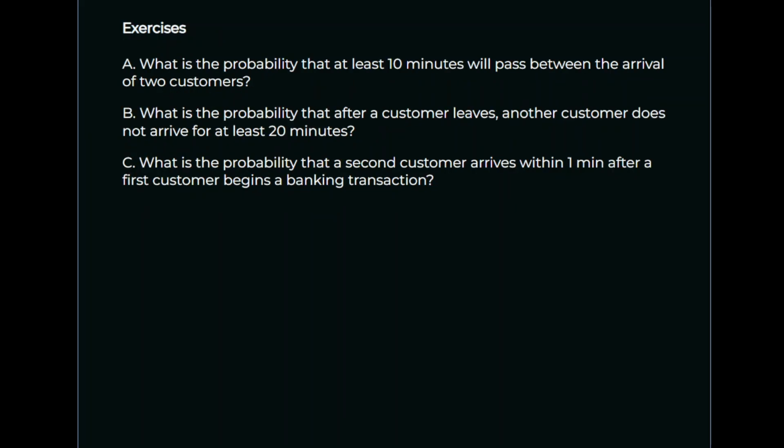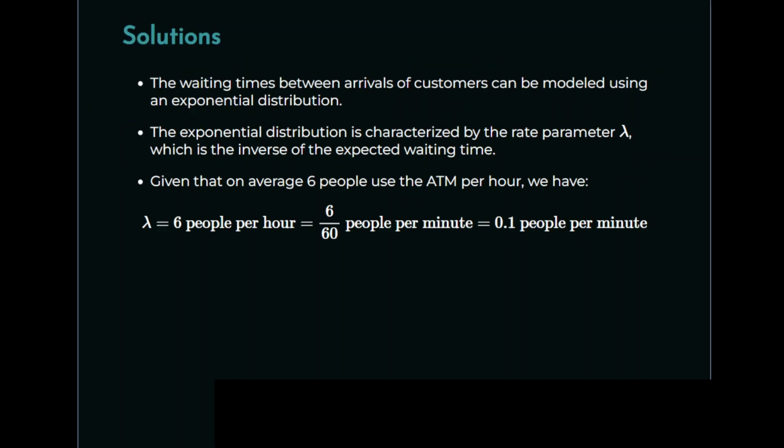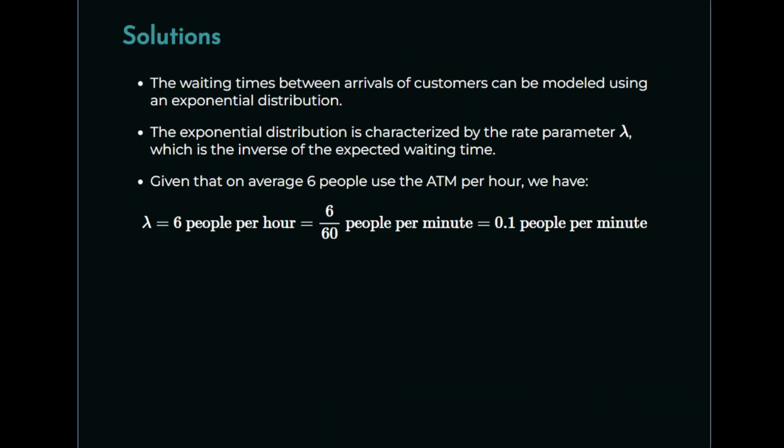So here are our questions. What is the probability that at least 10 minutes will pass between the arrival of two customers? What is the probability that after a customer leaves, another customer does not arrive for at least 20 minutes? And then what is the probability that a second customer arrives within 1 minute after the first customer begins a banking transaction? Again, it's from the point of view of when they turn up to use the machine, not how long they get to use it.